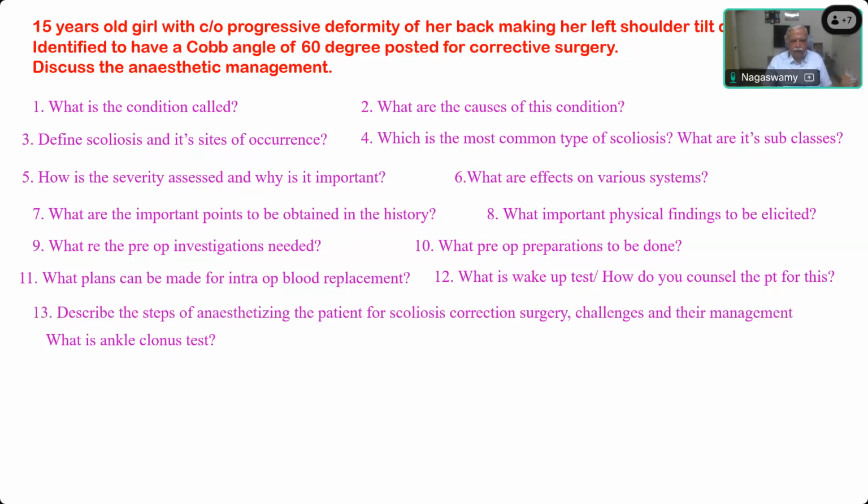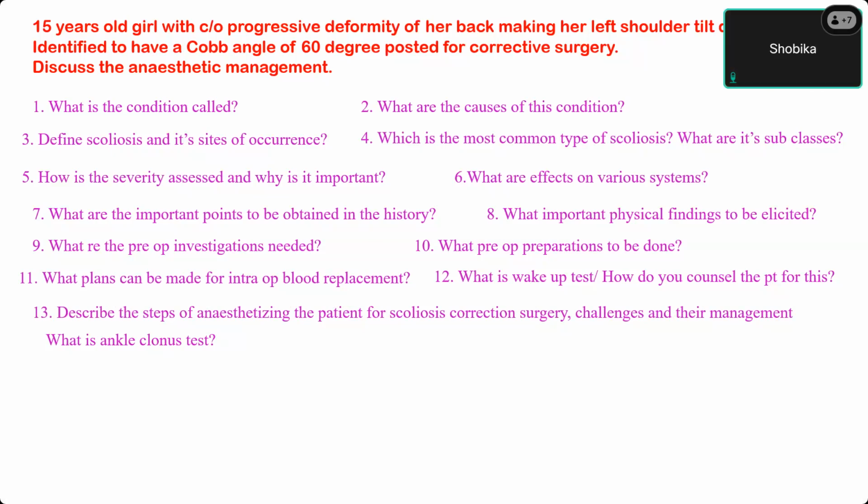Describe the steps in anesthetizing the patient for scoliosis correction, the challenges and their management. Now, this 15-year-old girl is accepted for the surgery. You have seen her pre-operatively, examined her, done all the tests, and found her fit enough for surgery. Blood is reserved. It is a thoracolumbar scoliosis. What is the usual surgery done for thoracolumbar scoliosis correction?